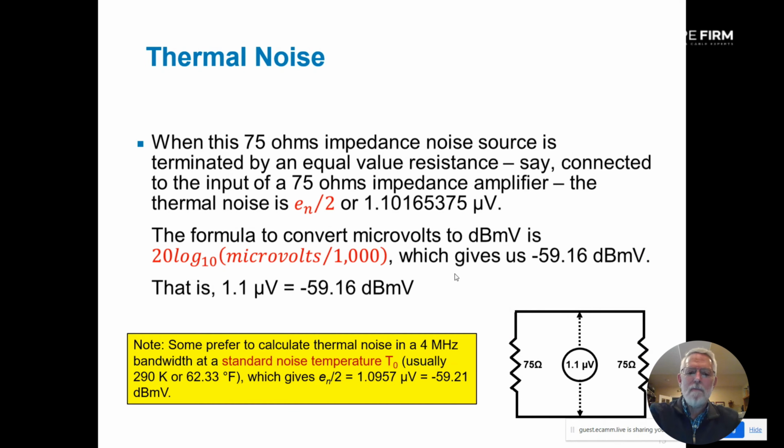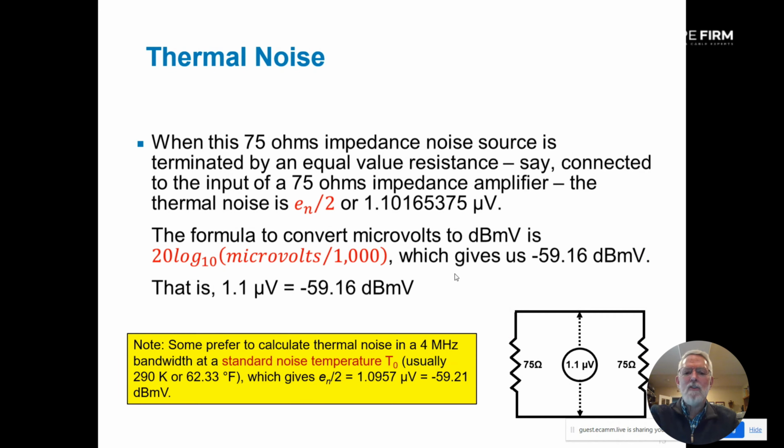It's important to note that some people prefer to calculate thermal noise in a 4 megahertz bandwidth at what's called a standard noise temperature, T0. And that's usually 290 Kelvin or 62.3 degrees Fahrenheit. So that gives us a very slightly different dBmV reading than at room temperature of 68 degrees. At 62 and change degrees, it's minus 59.21 dBmV. So we've got minus 59.16 dBmV at room temperature, minus 59.21 dBmV for the so-called standard noise temperature.